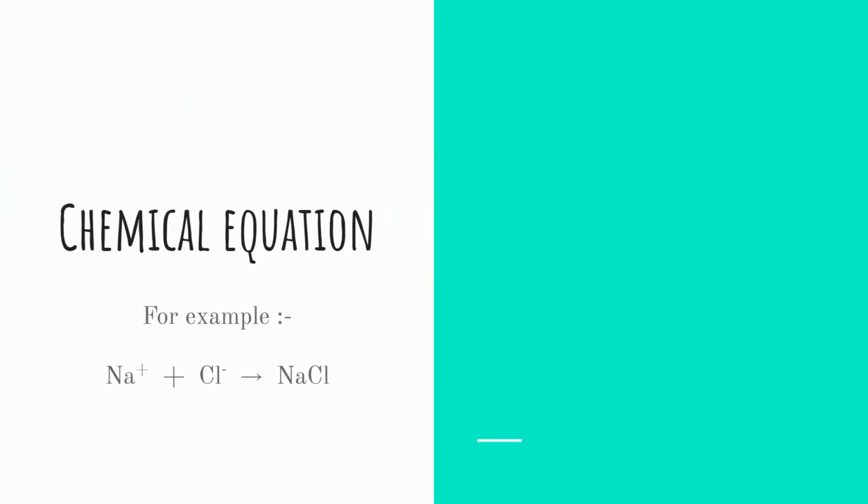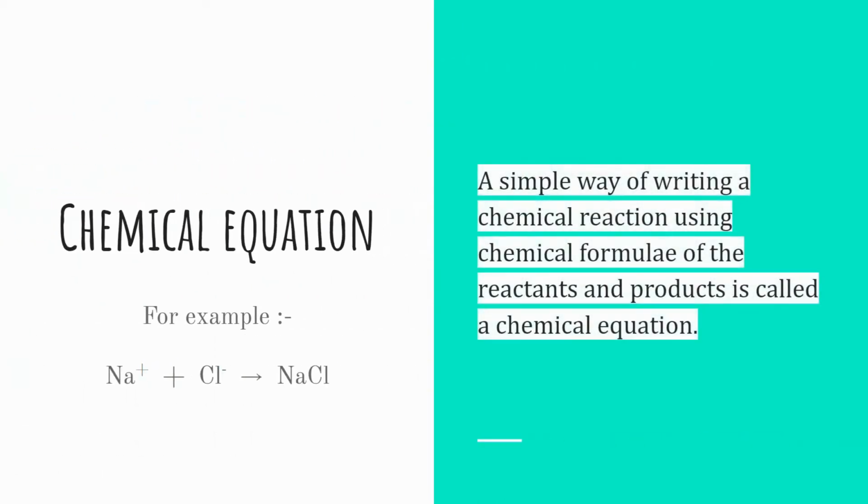Now, what is a chemical equation? To understand what a chemical equation is, we have represented it with an example. Over here the example is sodium ion added to chlorine ion which gives you NaCl. A simple way of writing a chemical reaction using chemical formulae of the reactants and products is called a chemical equation.